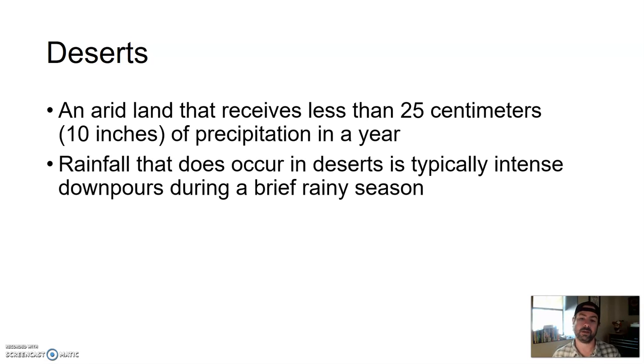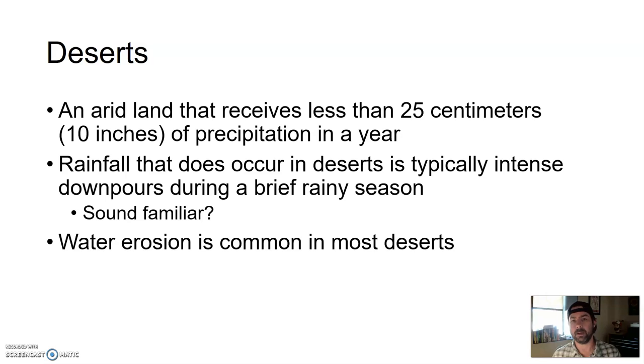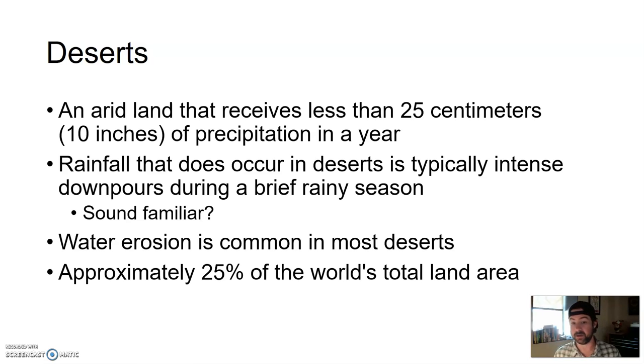When rainfall does occur in a desert, typically it's intense downpours during a very brief rainy season. Maybe that sounds familiar, kind of like the North American monsoon that we experience during the summertime. In the desert, water erosion is common in most deserts. So very slight weathering in the desert, but if stuff is moved around, typically by water, again, usually during that short rainy season. Approximately 25% of all of Earth is a desert.